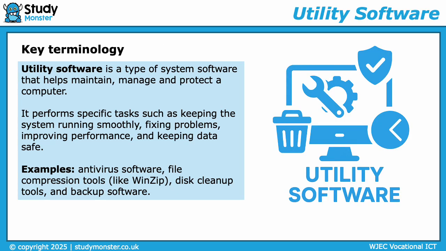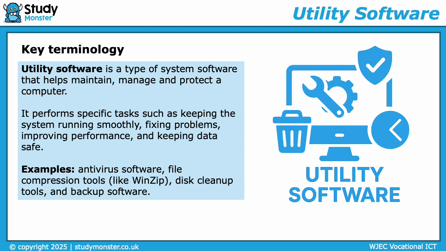So utility software is a type of system software that helps maintain, manage and protect your computer. It's there to perform specific tasks, so it's going to keep your computer running smoothly, your system running nice and smooth. It's going to fix ongoing problems that might arise through the use of your computer, improve the performance of your computer and keep your data on your system safe.